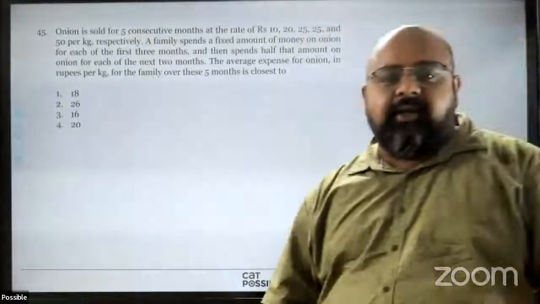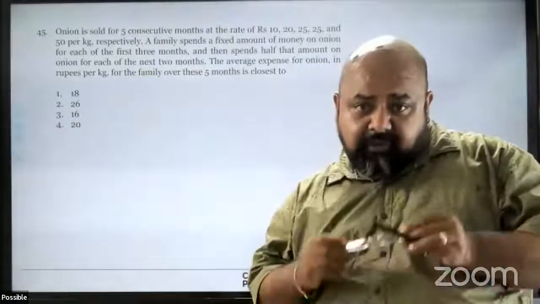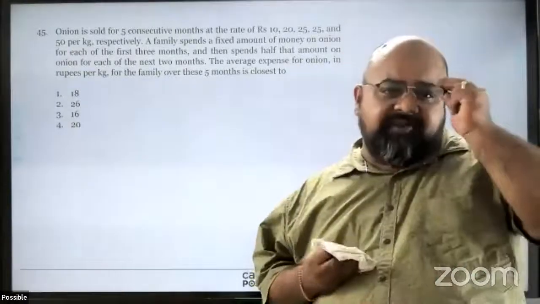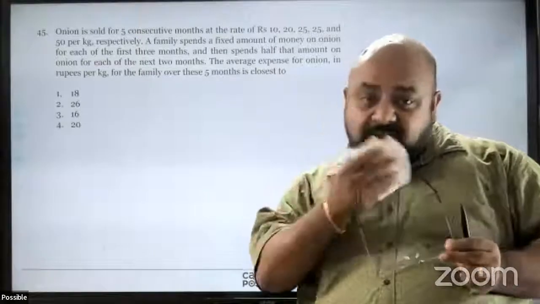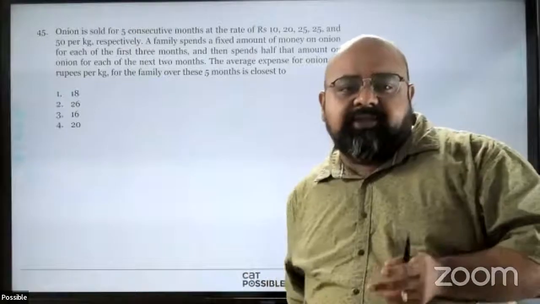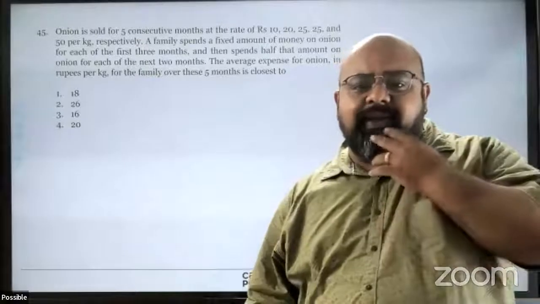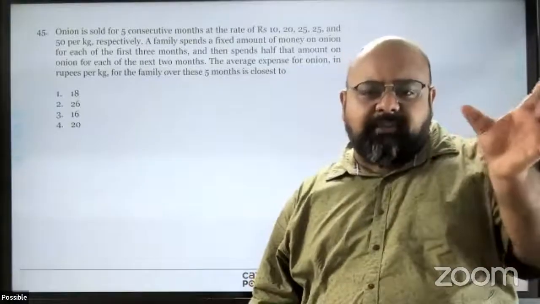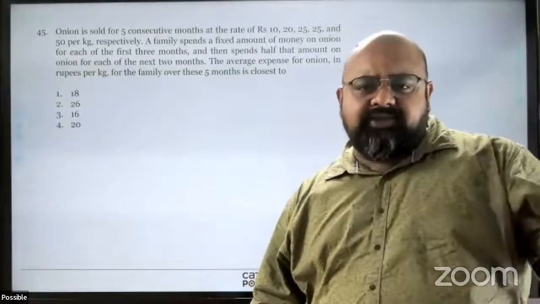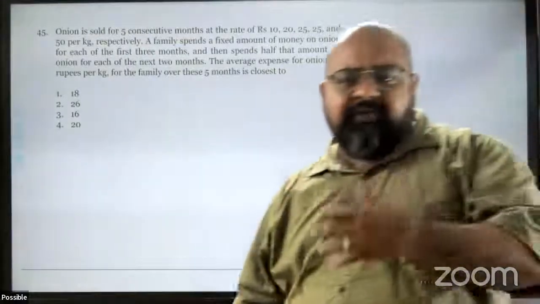So question number 1 says, onion is sold for 5 consecutive months at the rate of 10, 20, 25, 25 and 50 rupees per kg respectively. A family spends a fixed amount of money on onion for each of the first 3 months, and then spends half the amount on onions for each of the next 2 months. The average expense for onions is, so total expense upon total weight of onions will be the average expense. So I assume an amount because the amount is same for the first 3 months, and then it becomes half. Also, the number has to be divisible by 10, 20, 25, and 50.